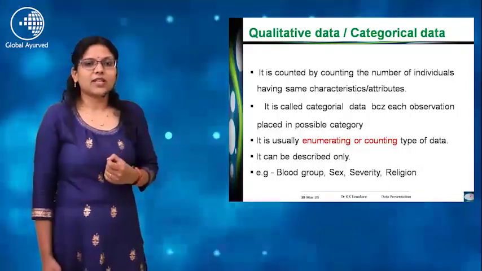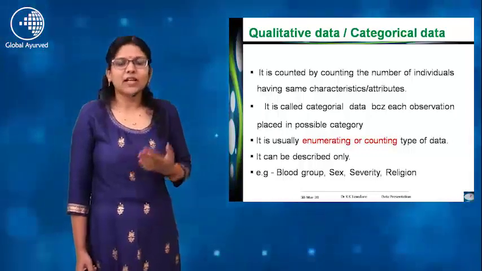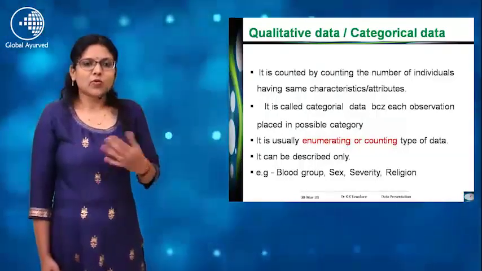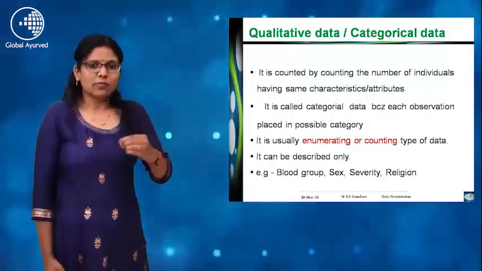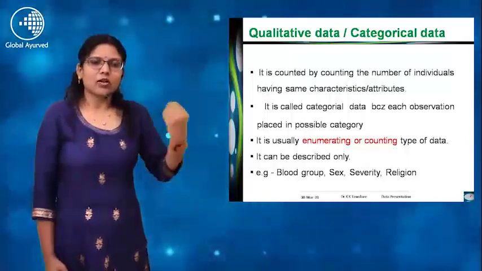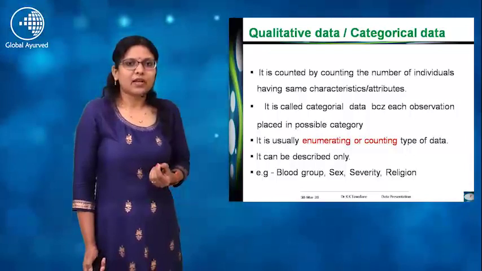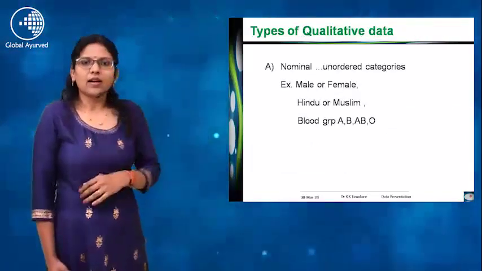For example, we take blood group, sex, severity of pain, religion. We can say that for 50 students of this class we have to count the blood group. Each student falls into blood group A, B or O. Such type of data is called qualitative data. The types of qualitative data are nominal, ordinal and dichotomous.